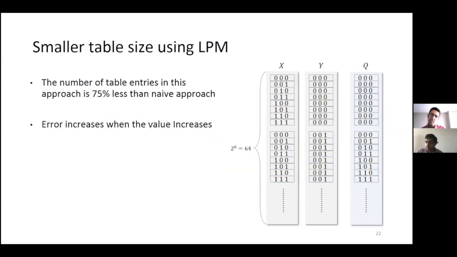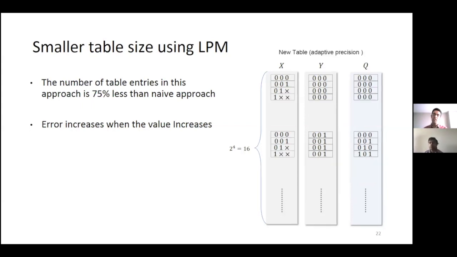Okay, so this is the table abstraction that I showed at first, and we know that the naive solution produces 2 to the power of 6, or 64, different entries, but this is what we have right now. So we basically reduce the number from 64 to 16, which is 75% less than the naive approach. And we have zero or very low error for smaller numbers, and when the numbers increase, the error increases.